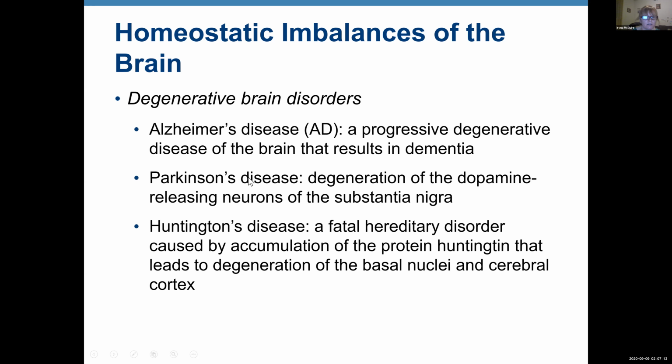Alzheimer's disease, Parkinson's disease, Huntington disease, right? Those are degenerative brain disorders. AD: progressive degenerative disorders of the brain that result in dementia. Parkinson's disease: degeneration of dopamine-releasing neurons in the substantia nigra. Huntington disease is a hereditary disorder that causes accumulation of the protein huntingtin that leads to degeneration of the basal nuclei and cerebral cortex.